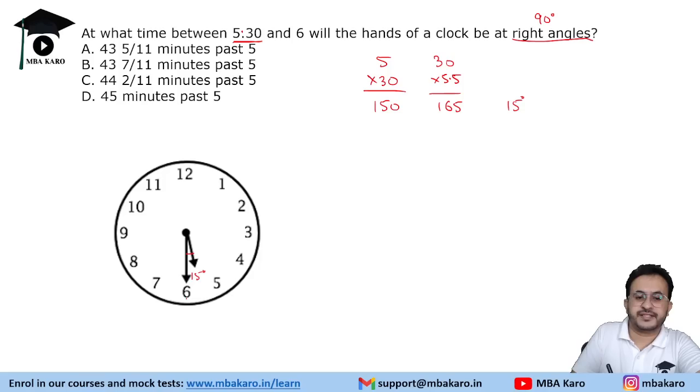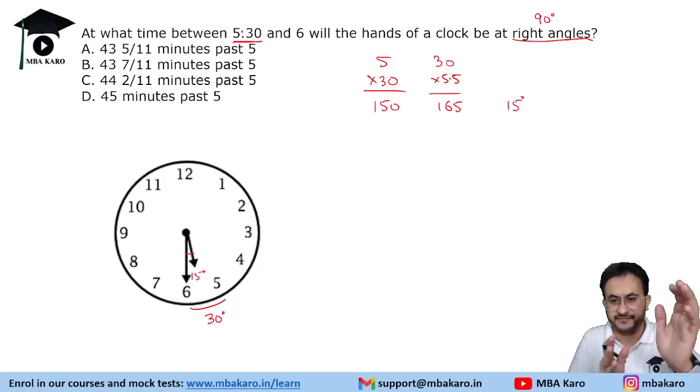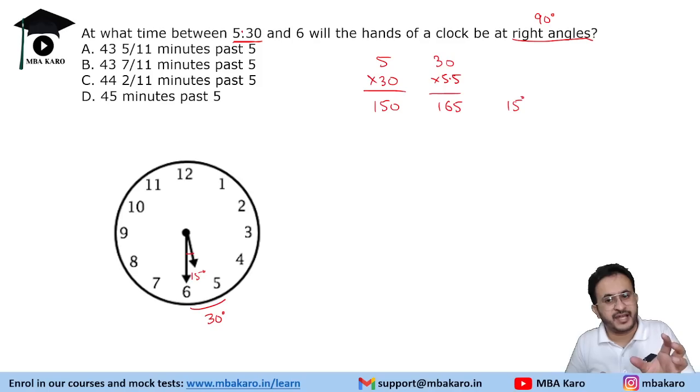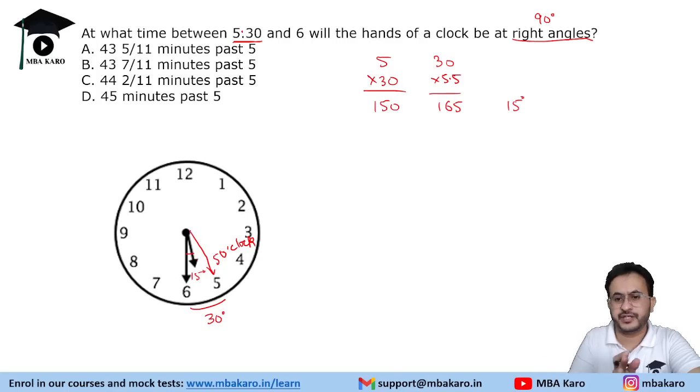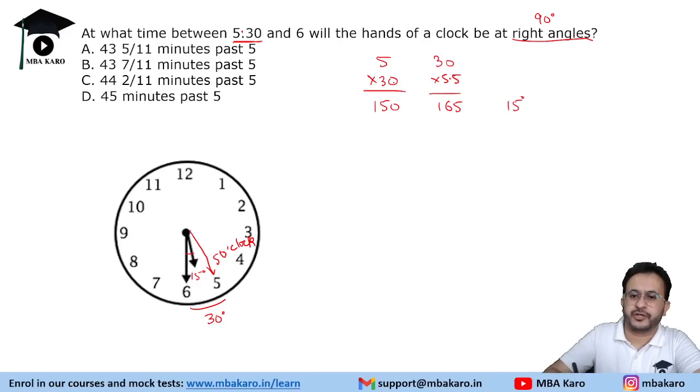Another way to think is that between 5 and 6, the difference is 30 degrees, and at 5:30 it will be exactly in between. In half an hour it will cover half. At 5 o'clock it is here, so in 30 minutes it will be half, so half of 30 is 15 degrees. That's a logical way to think. Even if you are unable to think that way, you can use the formula to calculate that base angle. Okay, so the base angle is 15.